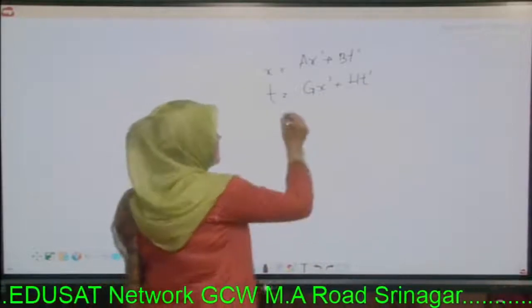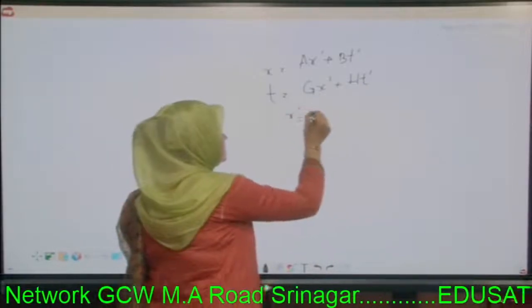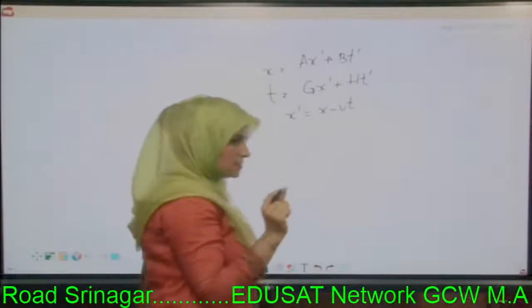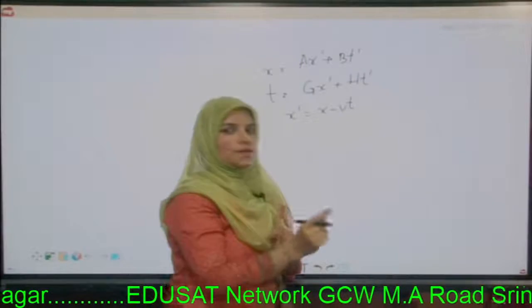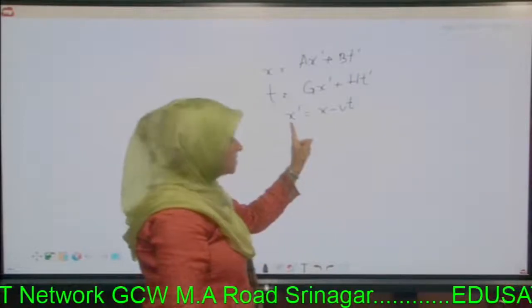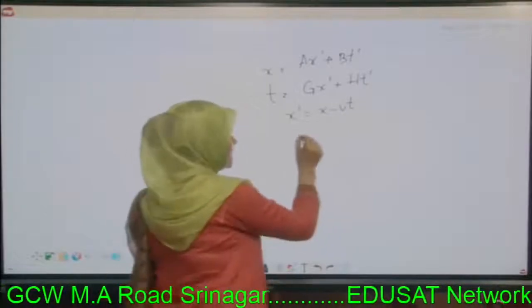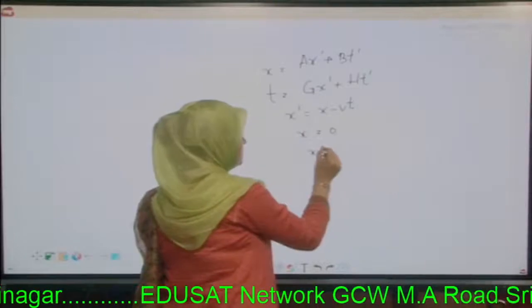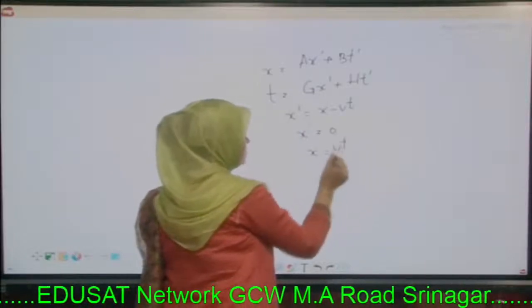Now, again using the equation that x bar is equal to x minus vt, if we have chosen to observe this event right from the beginning, when we have synchronized the clocks of the two reference frames, at that time obviously this x' is 0. So when x' is 0, x is equal to vt. Let us see what we get from that.